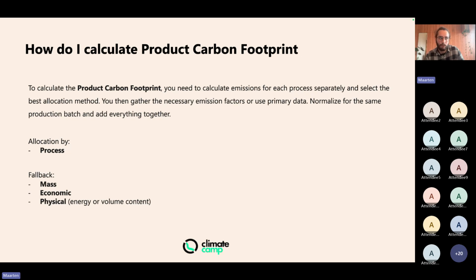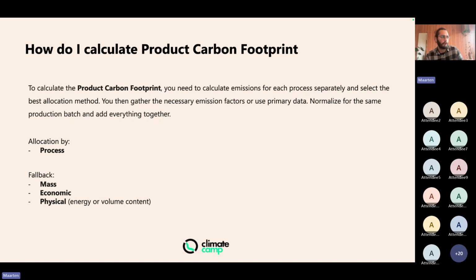It cannot be simpler, but the reality is that often machines are used for multiple products, to create multiple products, to process multiple products, to package multiple products. So if you cannot allocate by process, it's important to have a fallback. The first fallback being mass. So if you can divide, I have a machine, and for this product, this many kilograms goes in, and for that product, that many kilograms go in.